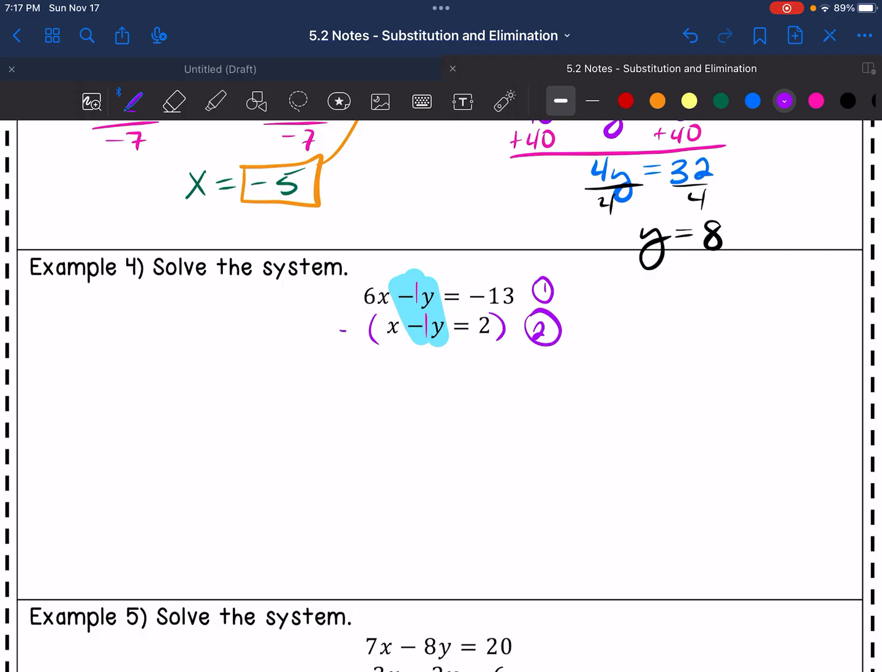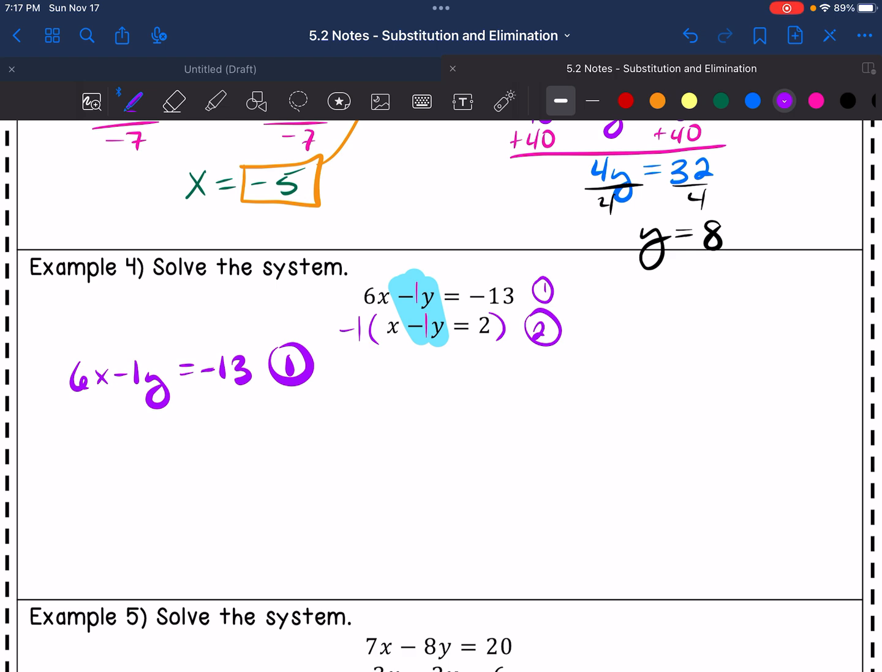I want that to be the positive 1. I could have picked equation 1, that's okay, it doesn't matter. But I'm going to go with equation 2, and I want that to become a positive 1y because I want it to add to the negative 1y to make a 0. So my equation 1 is not changing. It's staying like it was.